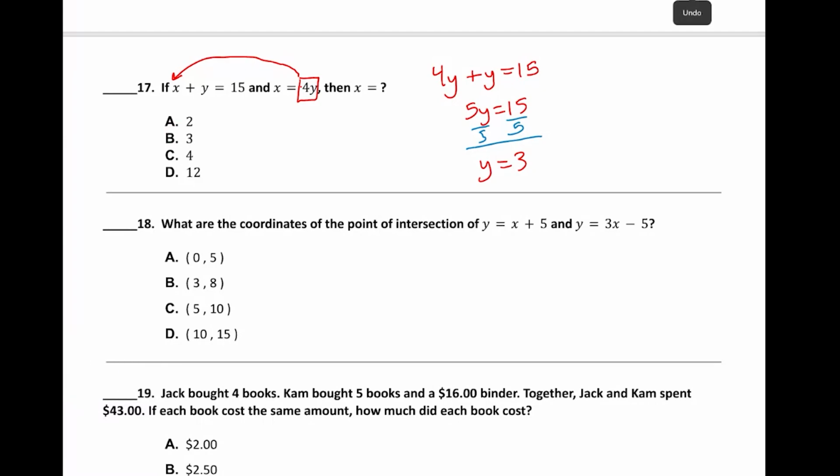Now we're going to go and find x. And you could use either equation to find x. You just need to take that y equals 3 and substitute it into either of the two equations. And I think I'm going to substitute it into this equation where the x is already isolated. That way I don't have to do any algebraic manipulation. So x equals 4 times 3. That's 12. And there you go. We've got our x value. The answer is D.